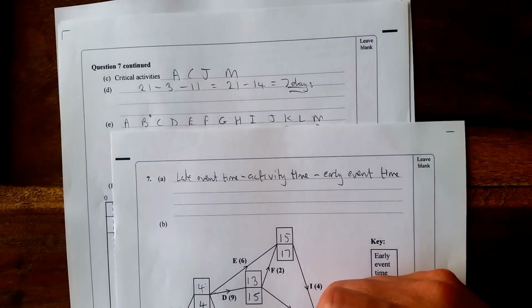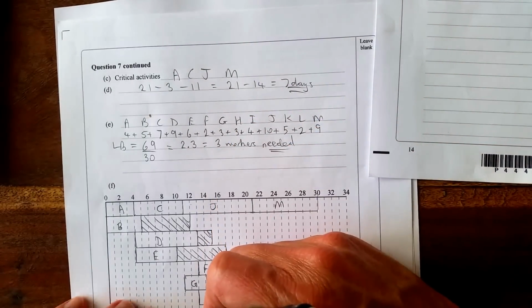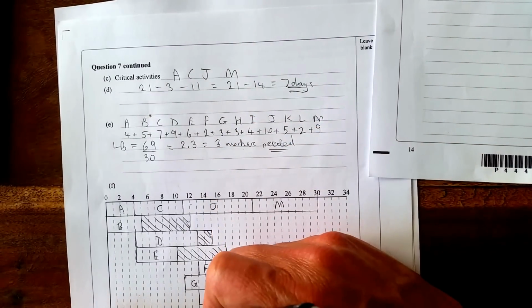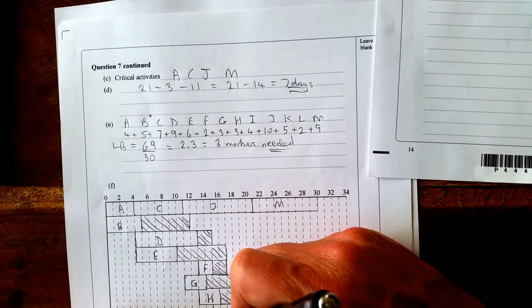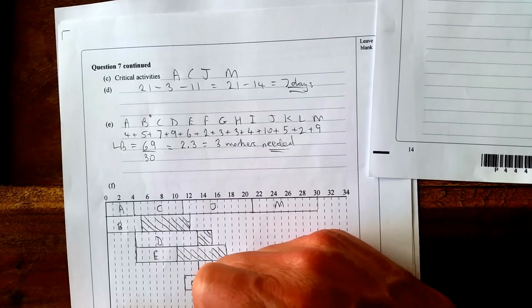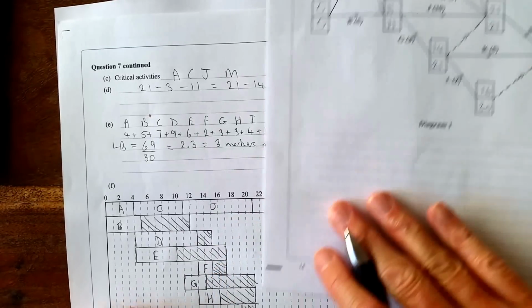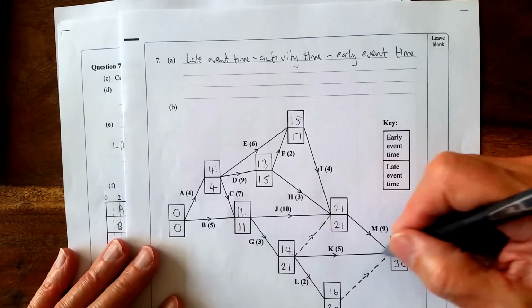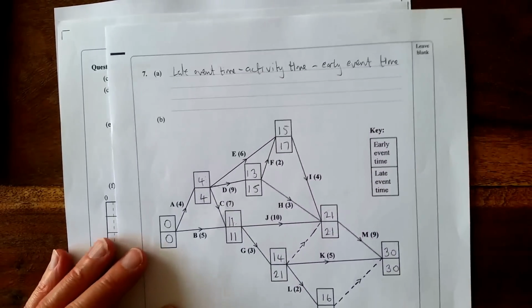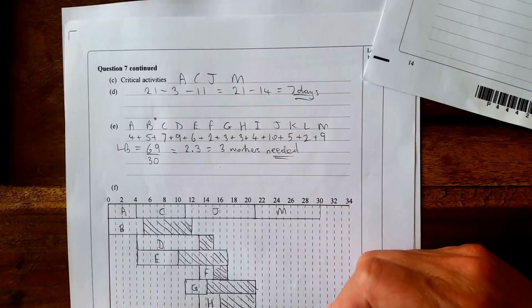K, early start of 14, duration of 5. So that goes to 19. Okay. And you can see the latest finish is 30 there. So let's put that one up to 30, right up to here.